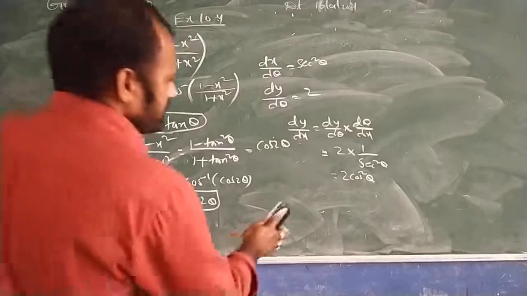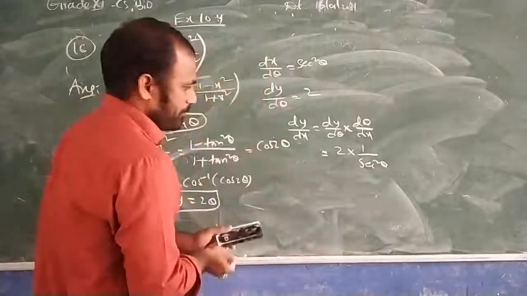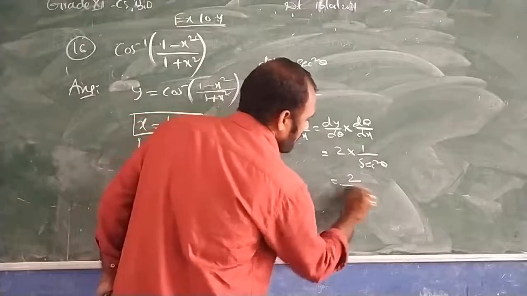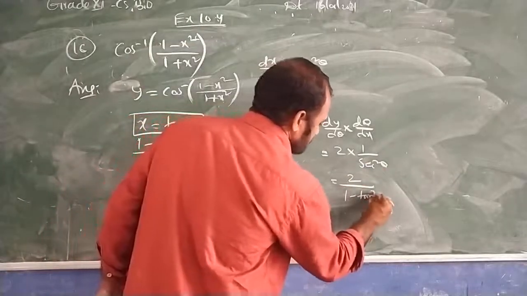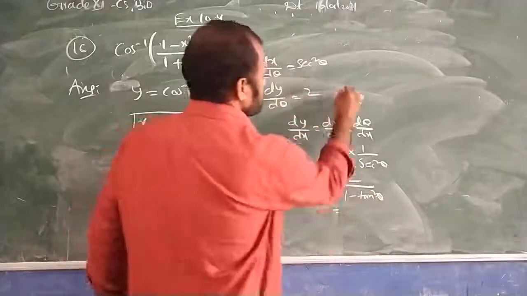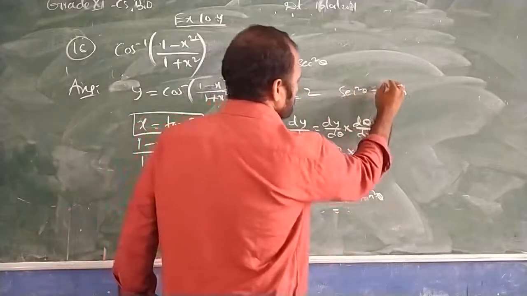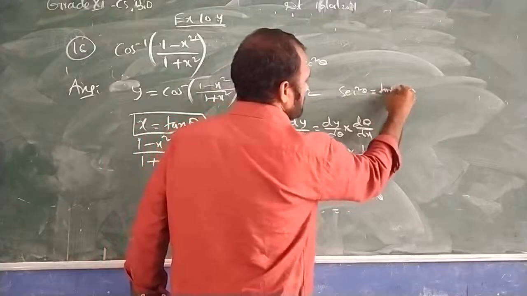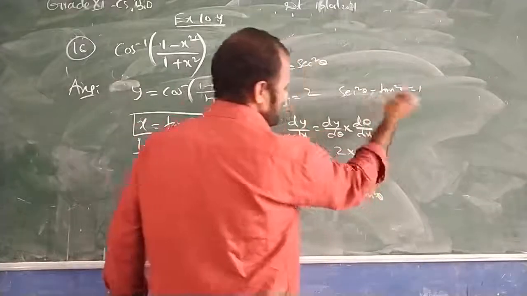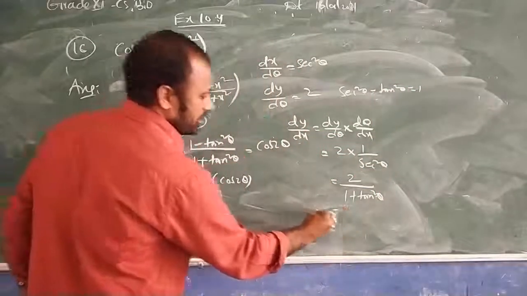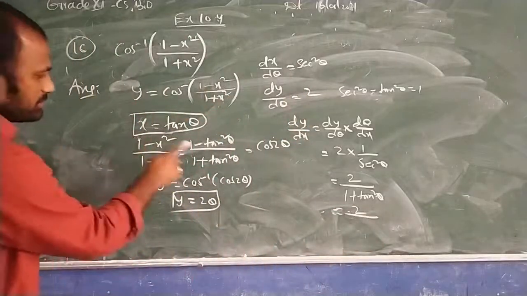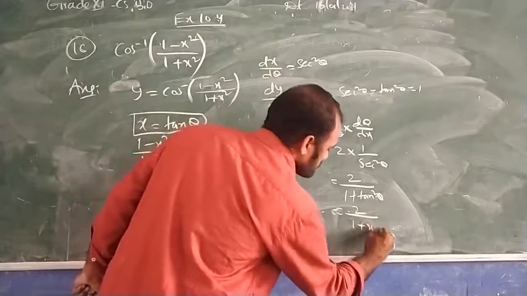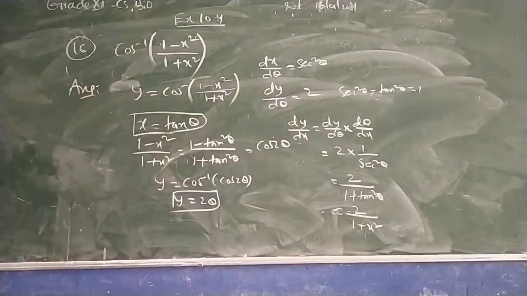Instead of this, we can also write it differently. Secant square theta is 1 plus tan square theta, since secant square theta minus tan square theta is equal to 1. So that is 2 by 1 plus tan square theta, and as I have written tan theta equals x, it will become 2 by 1 plus x square. So this is also how we can write it.